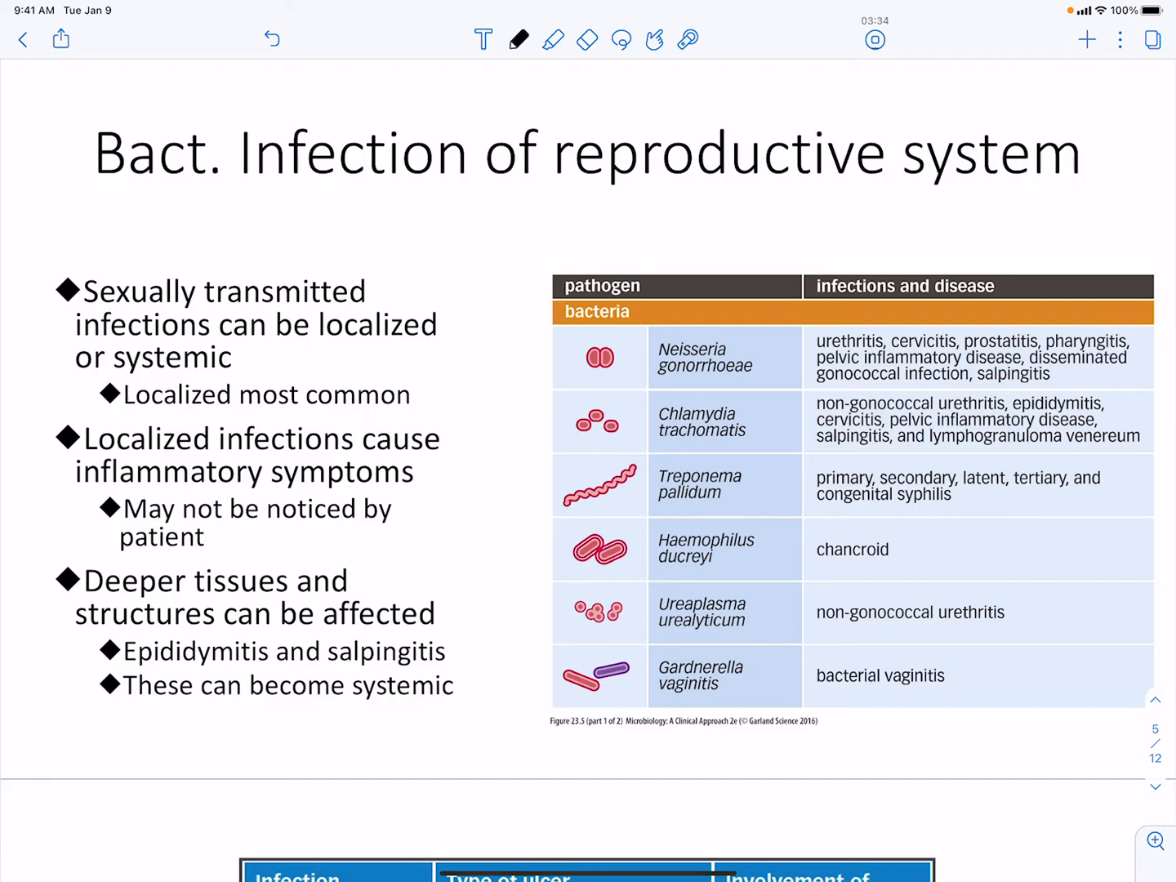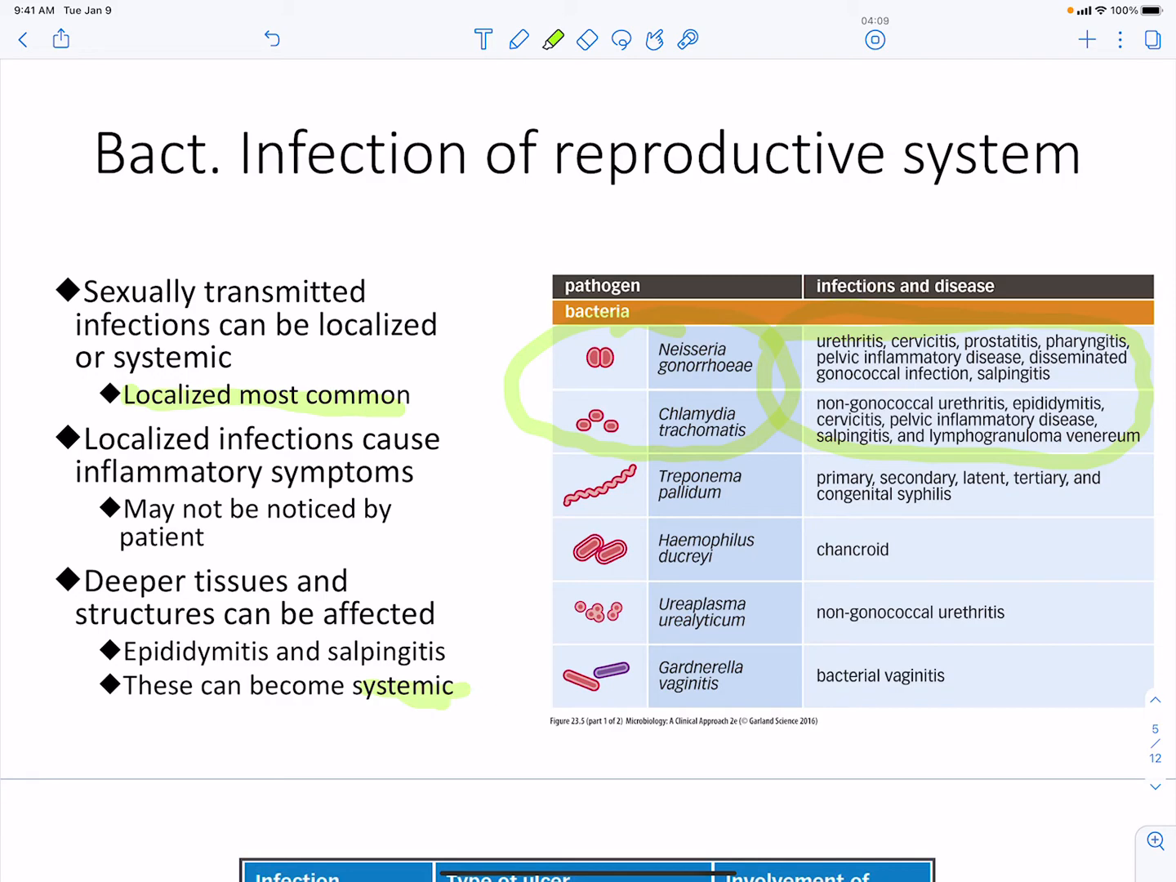Now, for our bacterial infections, many of these are going to be localized infections. And again, the symptoms are going to be very minor sometimes and will not be noticed by the person at all. You can also have deep tissues affected by these bacteria. You can have systemic infections by them. And so you can see here that we have our Neisseria and our chlamydia, and both of these are going to cause very similar diseases.